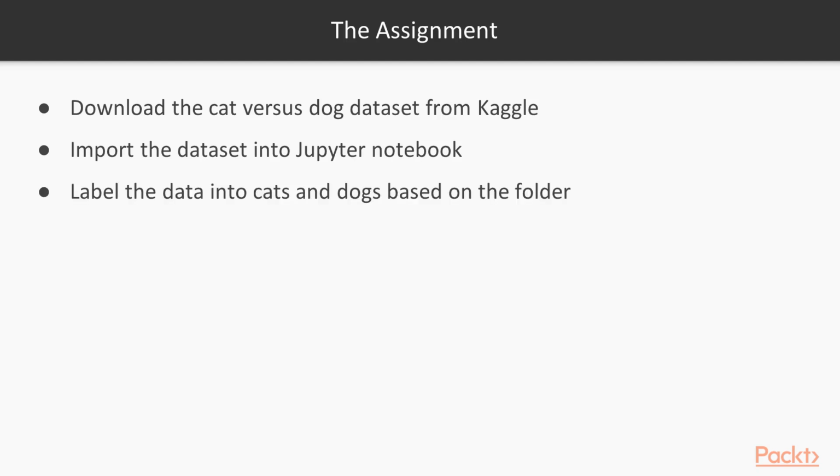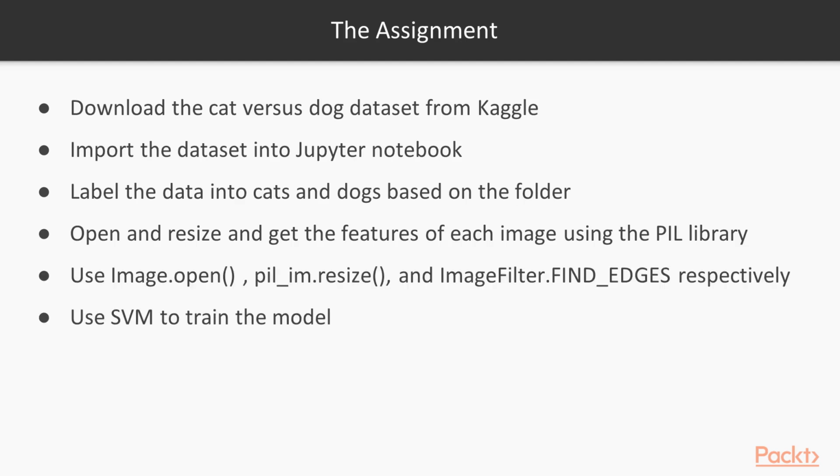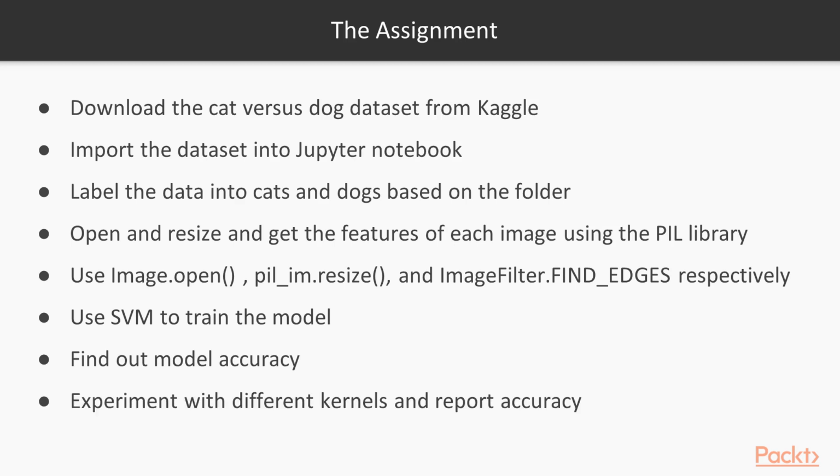Next, we label the dog and cat images based on the file name. We then open, resize, and get the features of each image using the Pillow library. This will be followed by using the SVM to train a model. We'll find the accuracy and experiment with different kernels and report its respective accuracies.